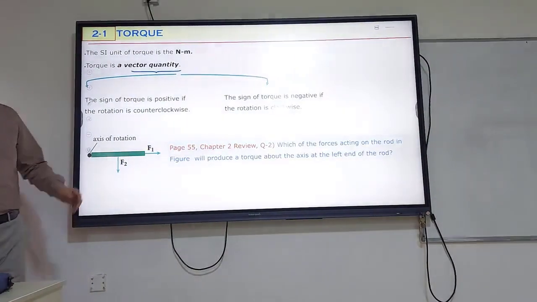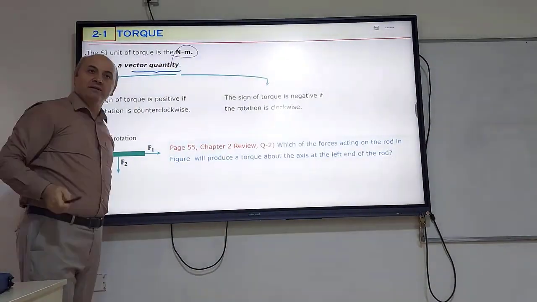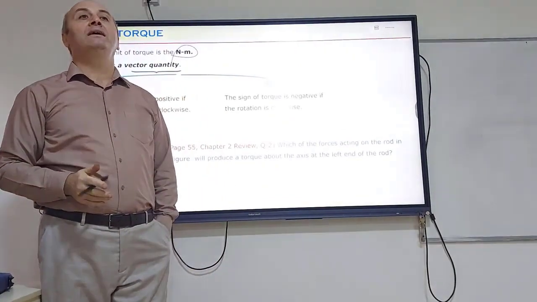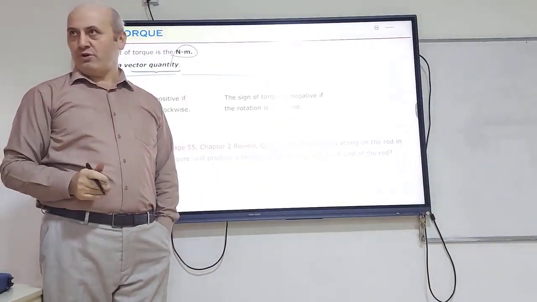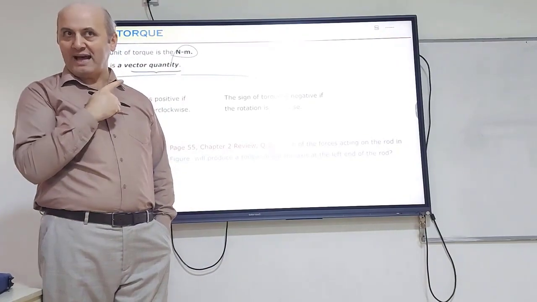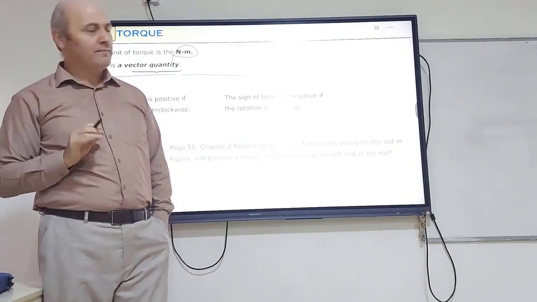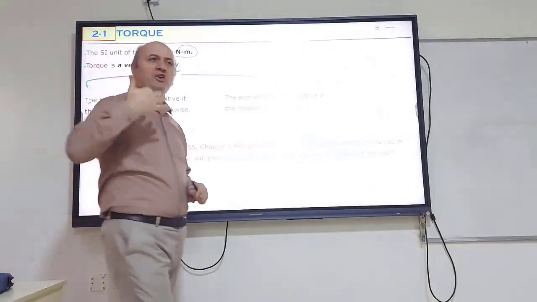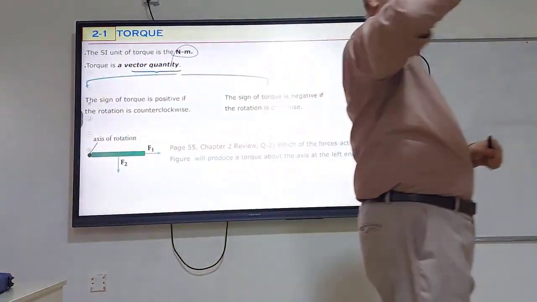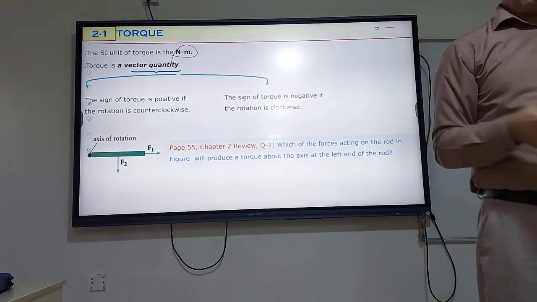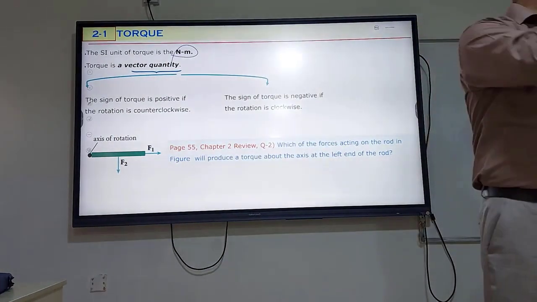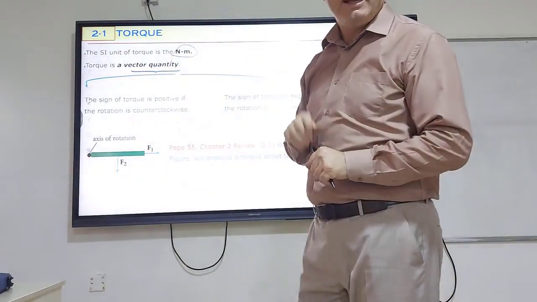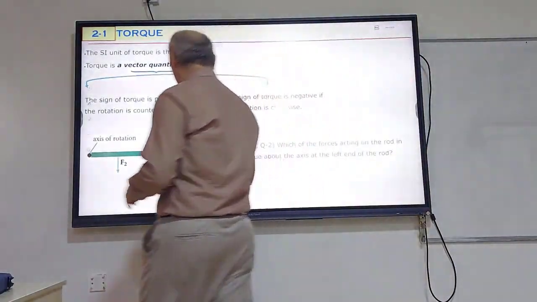The SI unit of torque is newton meter. I told you that, be careful about this. Newton meter is not the same as work. In work, newton meter is equal to joule, but for torque it is not equal to joule, know this. It's a vector quantity, yes. Some torque causes clockwise rotation, some causes counterclockwise rotation. So counterclockwise rotation is positive, and clockwise rotation is going to be negative torque.